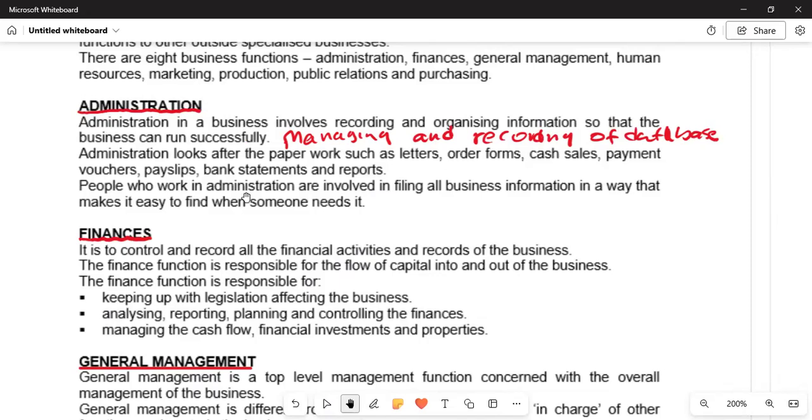Now we are moving on to the finance function. With the finance function, what we are going to talk about is the managing of cash flow and financial transactions. This is where we manage cash flow and financial transactions.